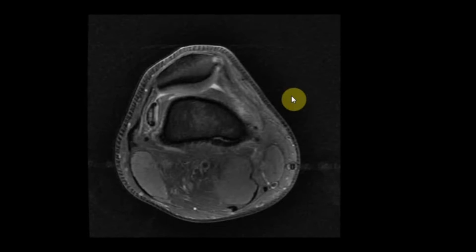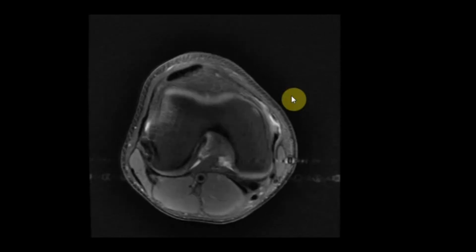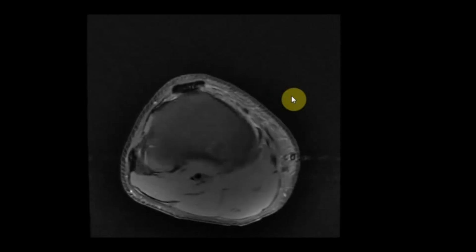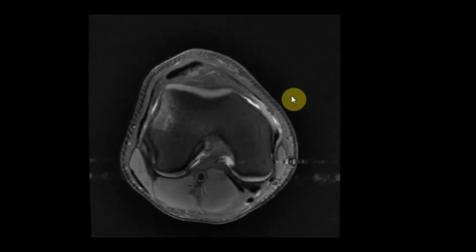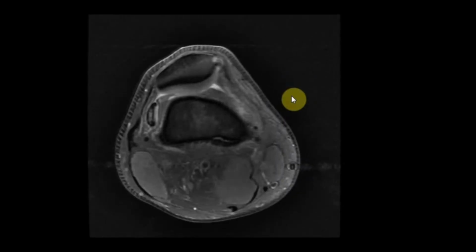First, starting with this case, this is a case of an 18-year-old male who presented with chronic patellar instability. So this is the axial PD fat sat of this patient. He is a young patient, 18-year-old. This is the patellar bone. This is the femur, and we can see that there is a loose body present here in the lateral patellofemoral recess. So there is a loose body.